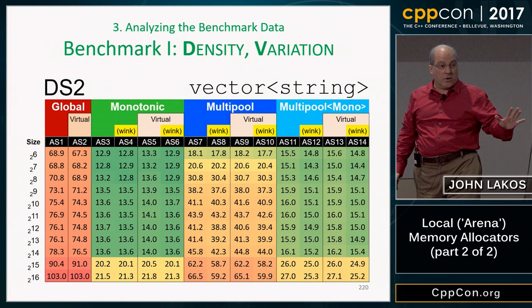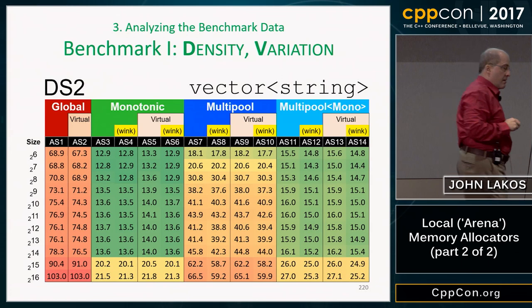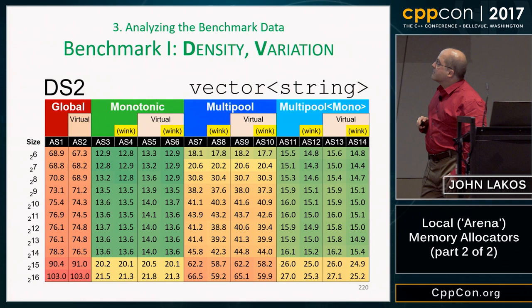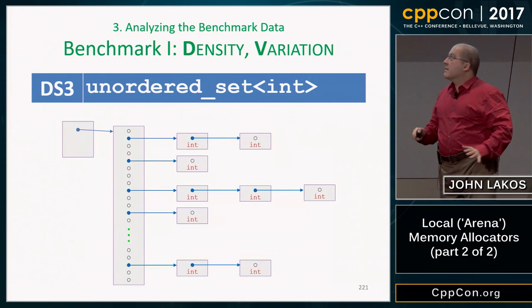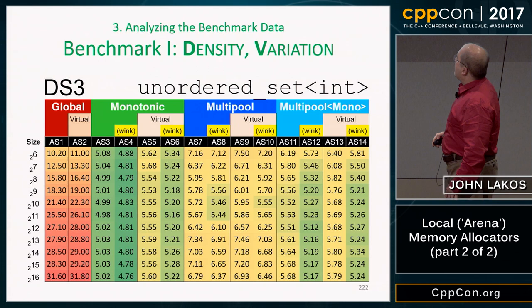So just looking at this, which allocator do you think you'd use if you had a vector of strings and you wanted to build it up really quickly, use it, and get rid of it? Monotonic. It's not a hard problem. Okay, let's just keep going, because here is an unordered set of int. And, oh, look. Which would you use? Monotonic.